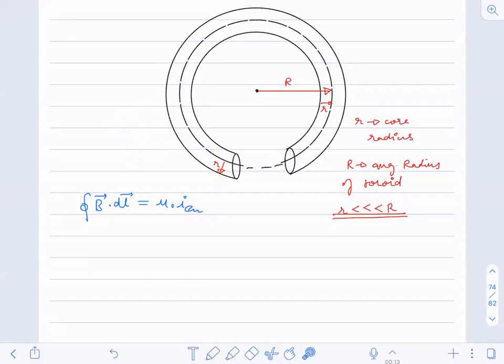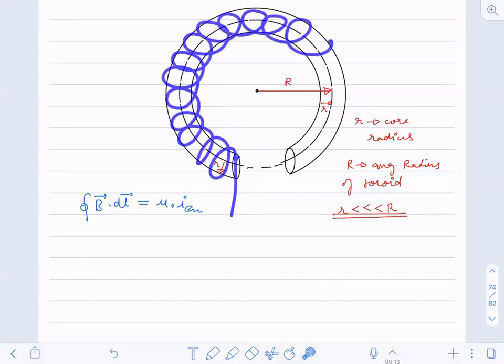And the rings will be like this. Understood? The rings are like this, and within this ring, you are having the loop. Is it okay? Understood?